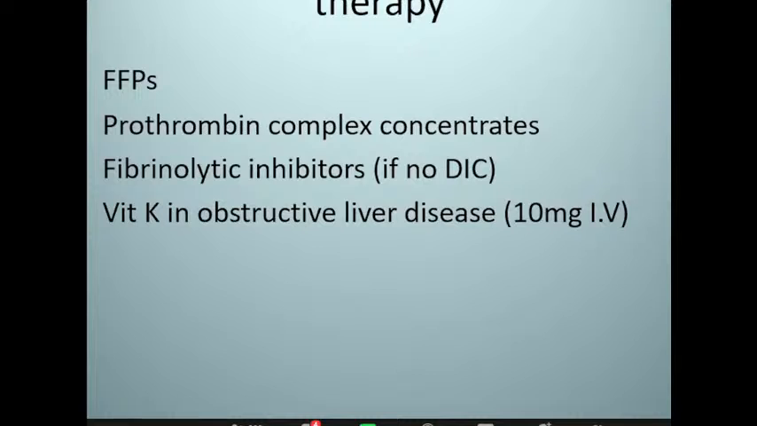And where there is obstructive liver disease, as I mentioned, it will cause vitamin K deficiency. We can give them vitamin K parenterally, IV vitamin K 10 milligrams daily for 3 days, which would help in minimizing the hemorrhagic tendency that we see in this disorder.